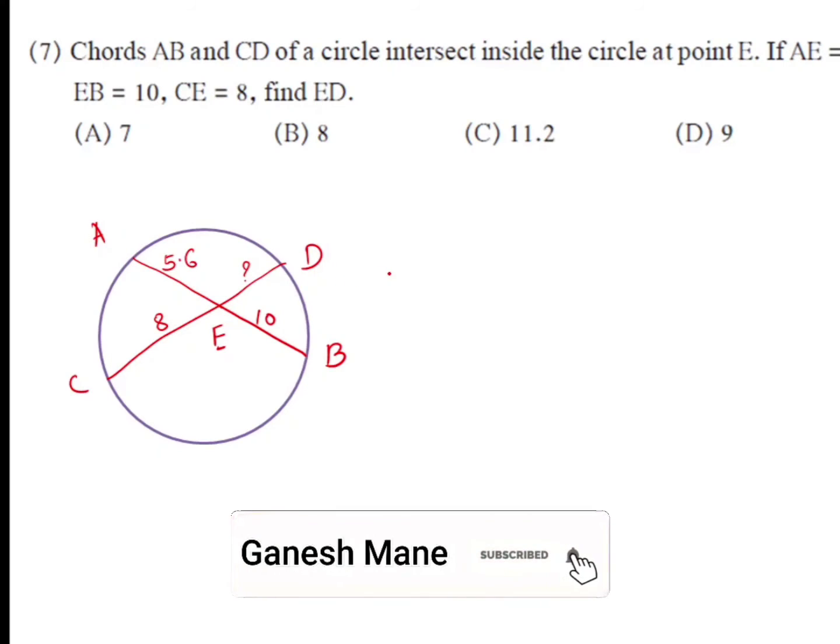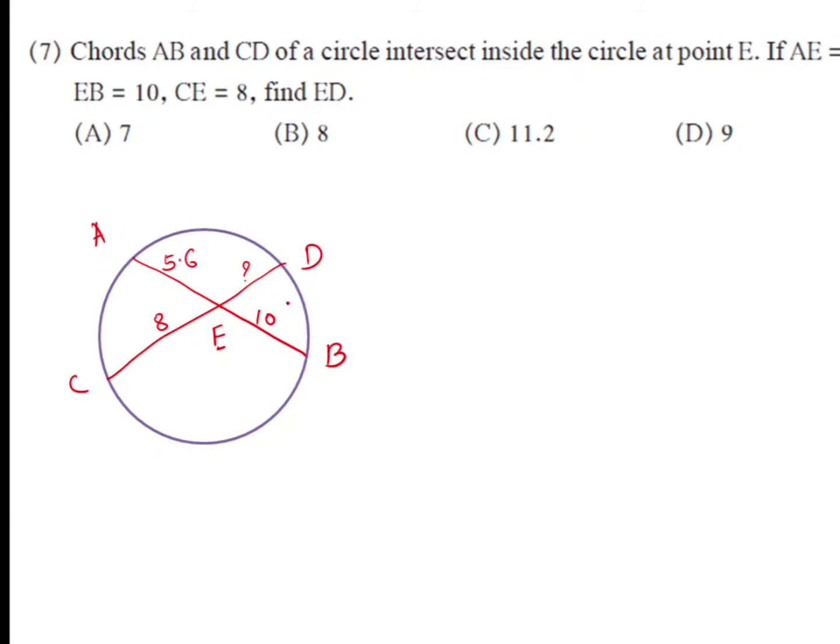Now here we have to use the property of intersecting chords. That is, if two chords are intersecting inside the circle, then we get here two smaller segments. AB is divided into two segments, AE and BE. So if we take a product of these two, that is AE into EB is equal to, for chord CD, two parts are CE into ED, and this is by the property of intersecting chords. Now only we have to replace the values. AE is 5.6 which is given, into EB is 10, CE is 8, into ED.